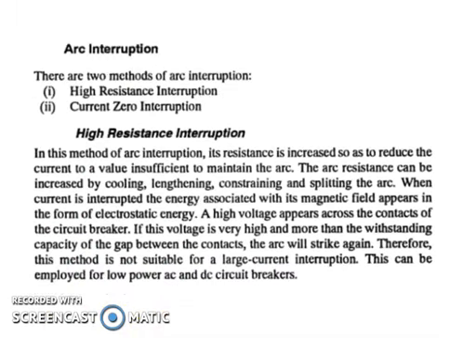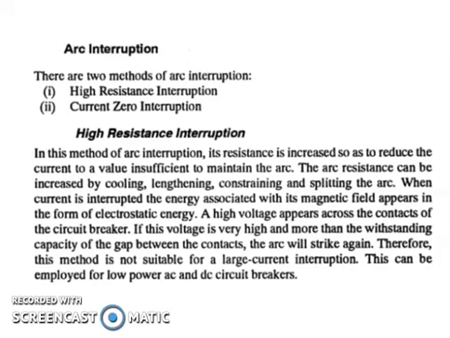Arc interruption methods. There are two methods of arc interruption: one is high resistance interruption and the other is current zero interruption. In the high resistance interruption method, the resistance of the arc is increased so as to reduce the current to a value insufficient to maintain the arc. The arc resistance can be increased by cooling, lengthening, constraining, and splitting the arc.